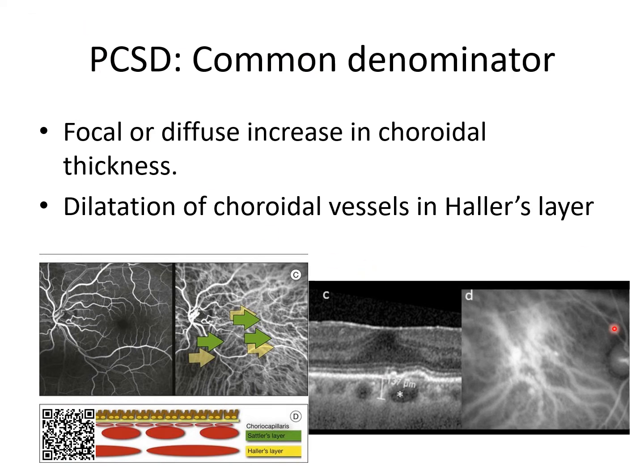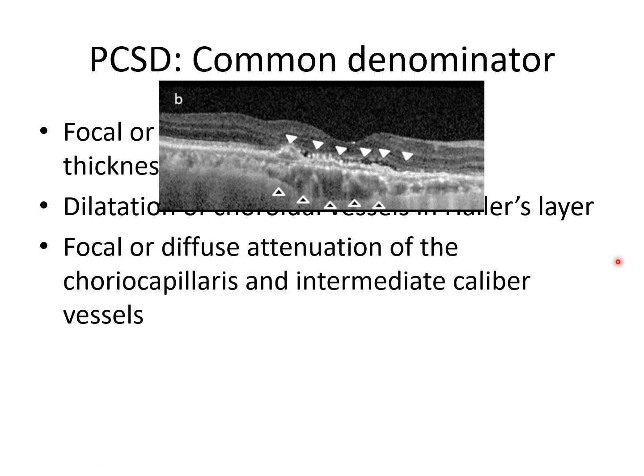Another feature which is common in PCSD is dilatation of choroidal vessels in the Haller's layer, which is having the largest caliber choroidal blood vessels. And here in this ICG in a normal person, the Haller's and Sattler layer blood vessels have been pointed out. And when we look at a patient with pachychoroid disease, we see this large dilated blood vessel in the subfoveal area. And this is an ICG image which shows blood vessels which are not tapering at the posterior pole and they are abnormally dilated. There's slight leakage.